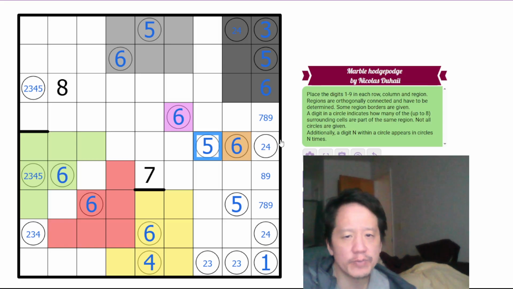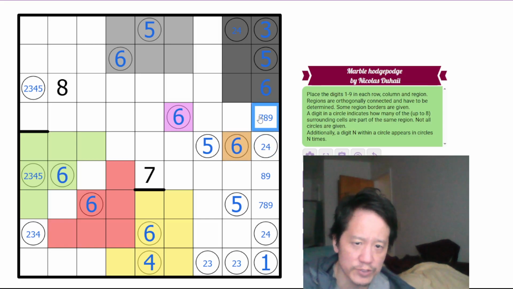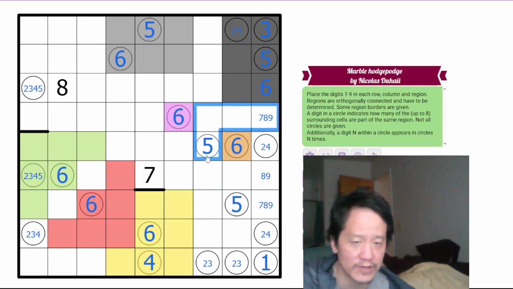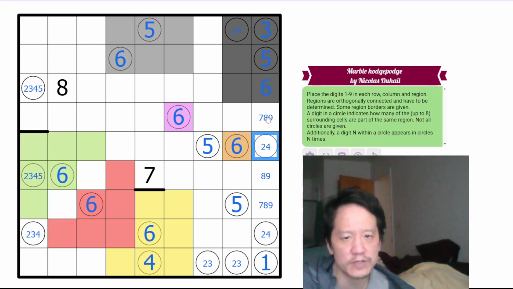If this is not part of this region, these are separate regions. This is at least 6, and this would have to be... Oh, it cannot be 2. So this has to be part of this region, right? If this were not part of this region, we have at least 6. 1, 2, 3. We have exactly 6 that are part of the region. That's 1, 2, 3, 4, 5, 6. This would never be possible then. So this has to be part of this region.